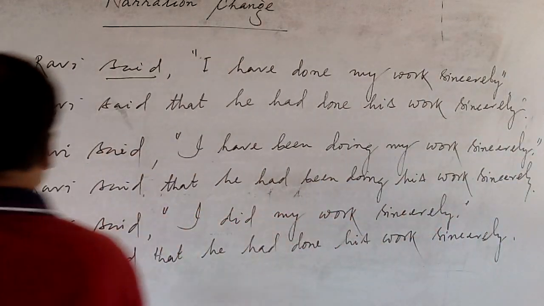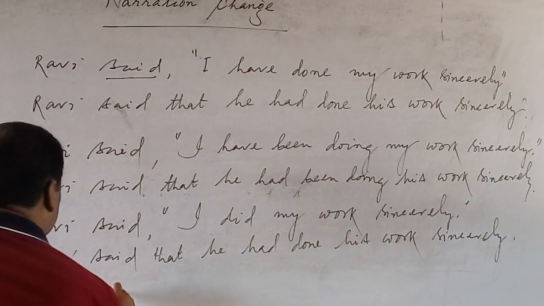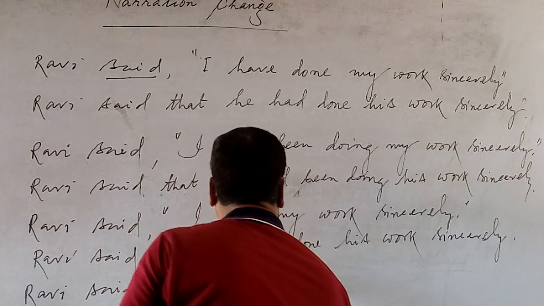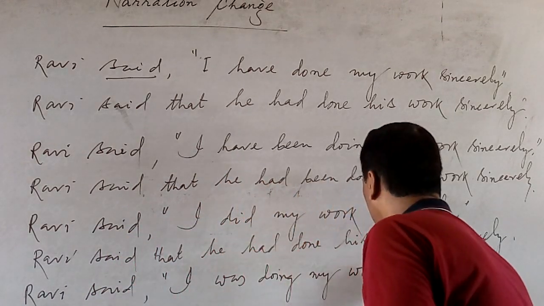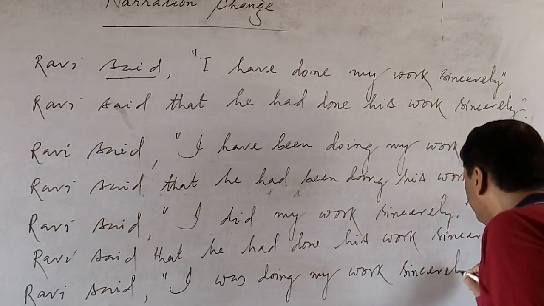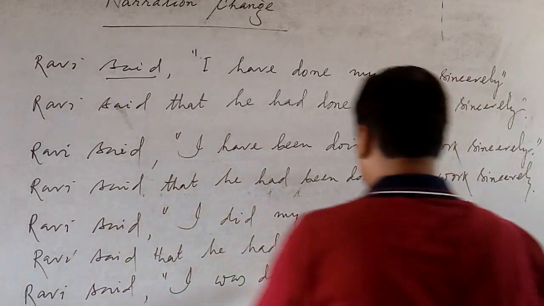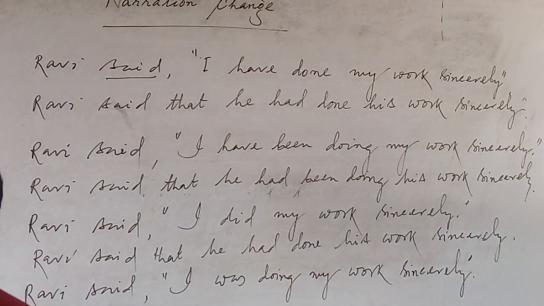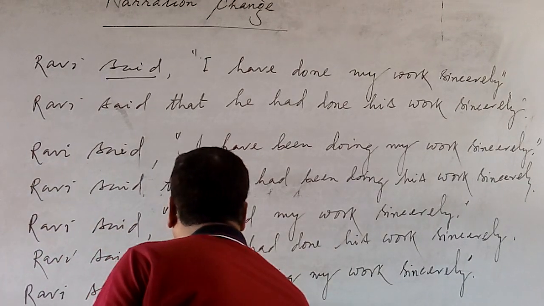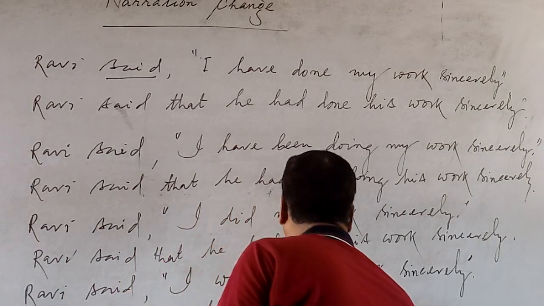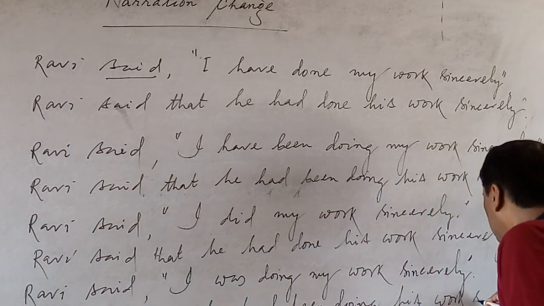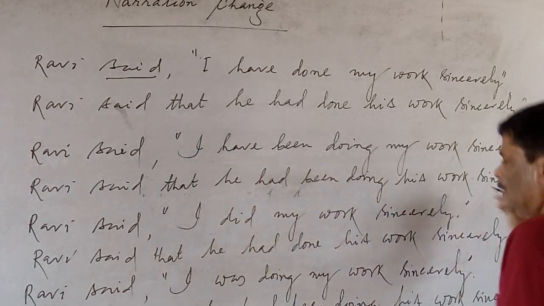Here, another example. Rabi said, I was doing my work sincerely. And you know, past progressive will change into past perfect progressive. Rabi said that he had been doing his work sincerely. Clear?